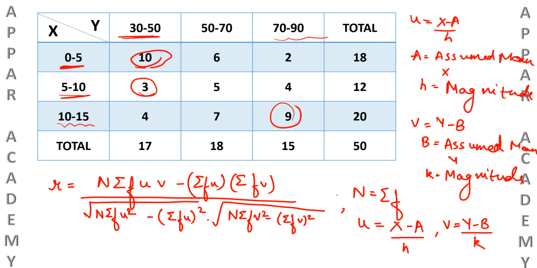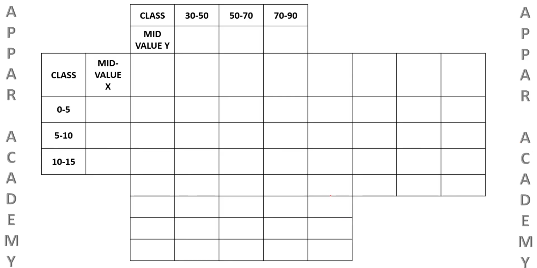Okay. First of all, we have the class intervals for x and y that I've already written down over here: 0 to 5, 5 to 10, 10 to 15, and 30 to 50, 50 to 70, and 70 to 90. So the first step is to write down the mid values for x and mid values for y, right? Because it's an interval, we cannot obviously work with the interval. We need to find x1, x2, x3, and y1, y2, y3.